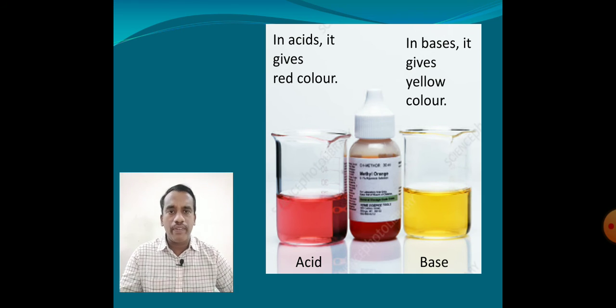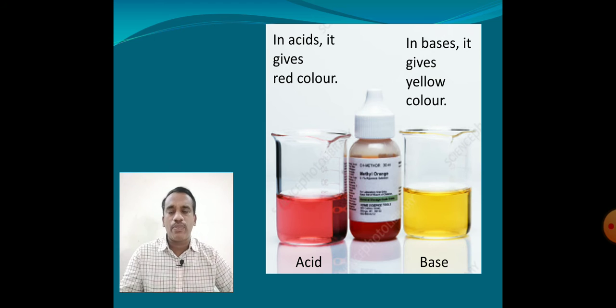We had already given the definition. A chemical indicator is a substance that detects the presence or absence of a chemical species by changing its color. So these are all color indicators.